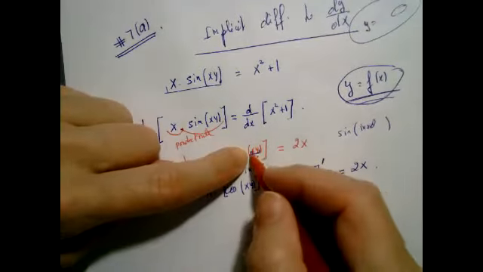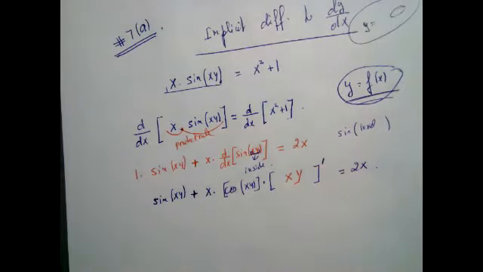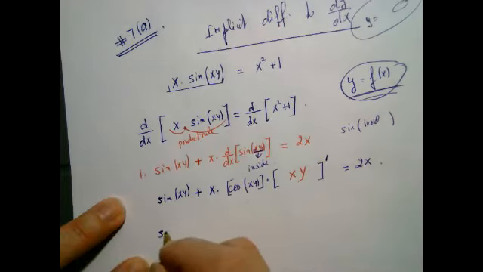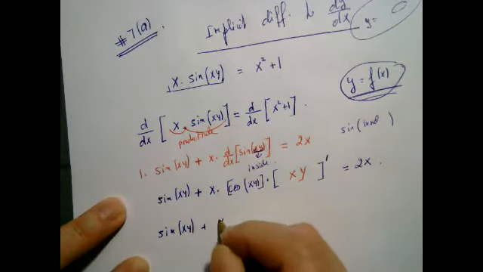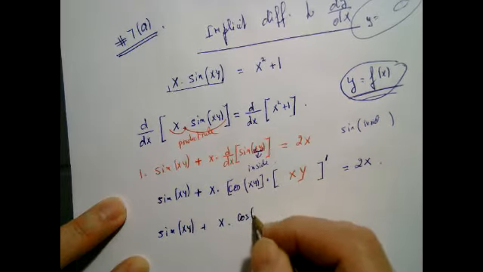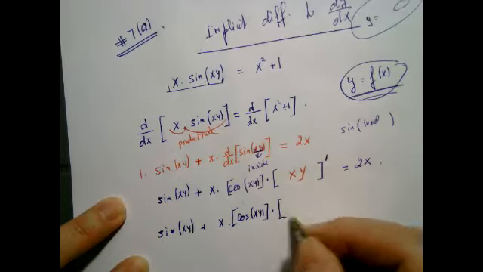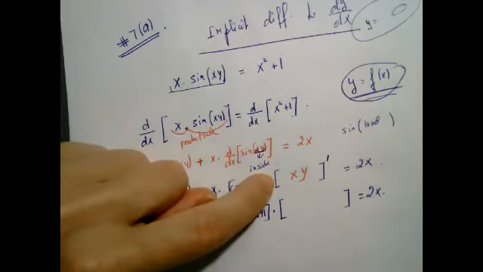So now what's the derivative of xy? So times the derivative of that, derivative of the inside. Okay, one more step and we will get the derivative. Plus x cosine xy times. What's the derivative of the inside?